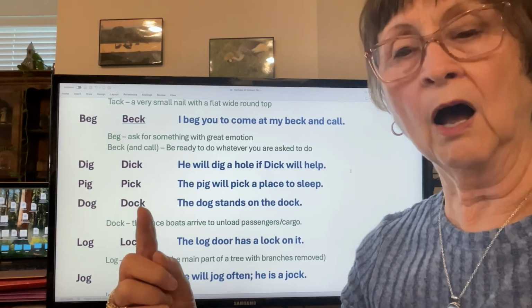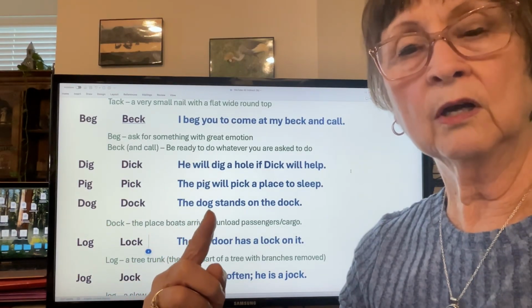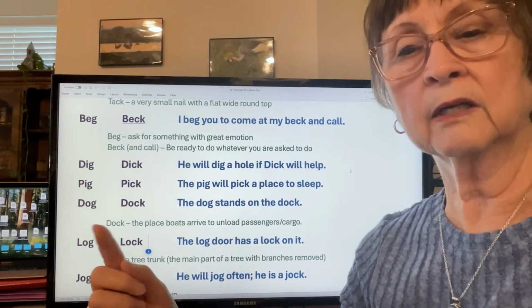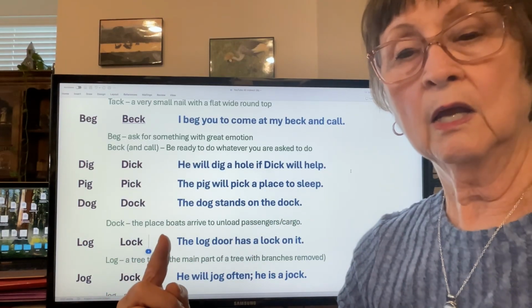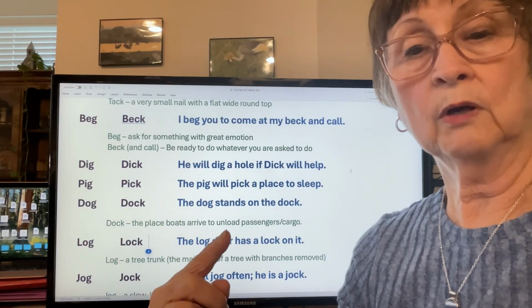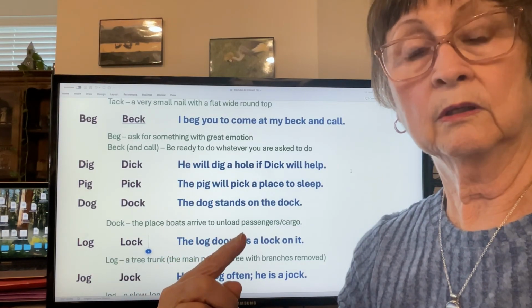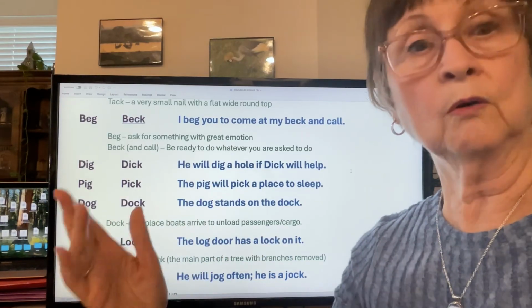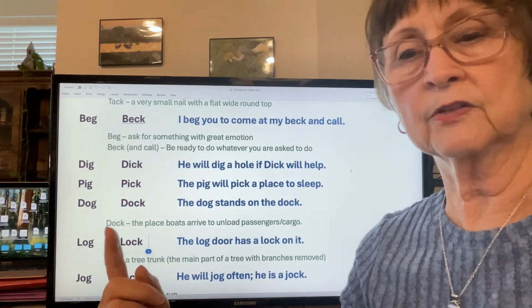Dog, dock. The dog stands on the dock. The dock is the place boats arrive to unload passengers or cargo. And it's also where they load passengers or cargo. That's the dock.